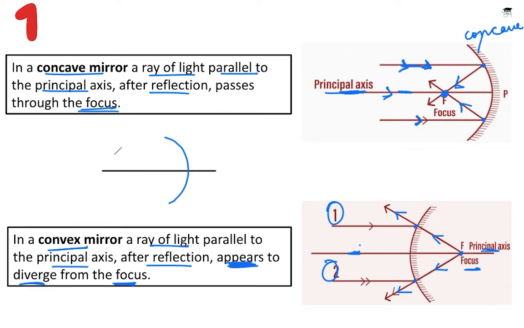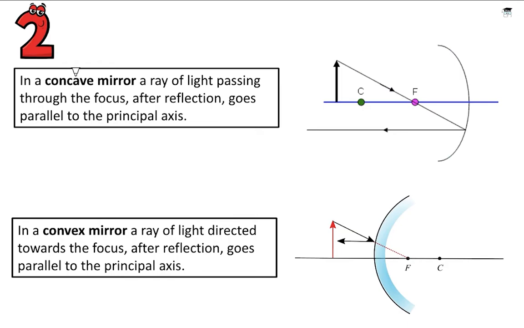So the second ray which we are going to choose is that in a concave mirror, a ray of light passing through the focus after reflection goes parallel to the principal axis. What it says is that if we have a ray of light which is passing through the focus, and we have taken an object here, a ray of light is coming out from the top of the object and passing through the focus.